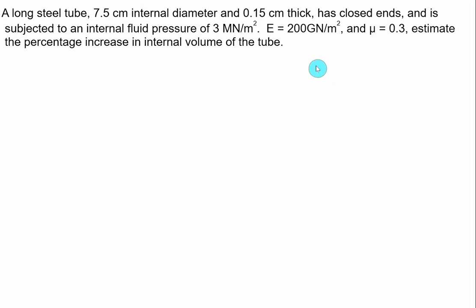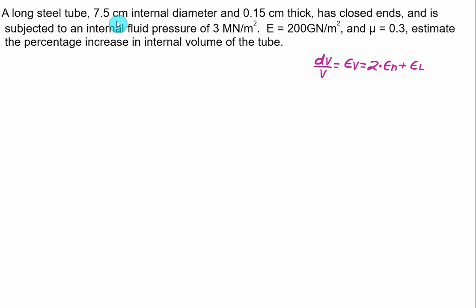Since we are interested to know the percentage increase in the internal volume, that is, we are interested in the change in volume divided by original volume, which is the same as the volumetric strain epsilon v. And volumetric strain epsilon v is equal to 2 times the strain along the diameter, that is the hoop strain, plus the longitudinal strain epsilon L. So the procedure almost remains the same. Let's collect the data first.